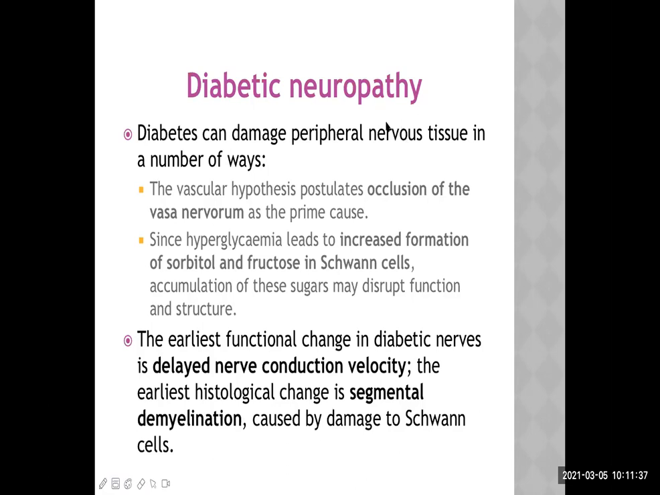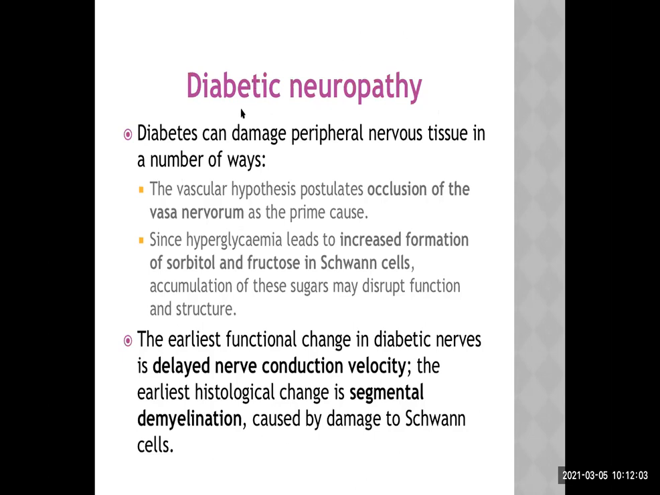Now, see there, diabetes can damage the peripheral nervous system in a number of ways. One, it will block the vasa nervorum in the peripheral nerve. These vasa nervorum are very small blood vessels which nourish the nerve. So if they are blocked, then the nerve will suffer from ischemia and be damaged. Quite easy to understand.